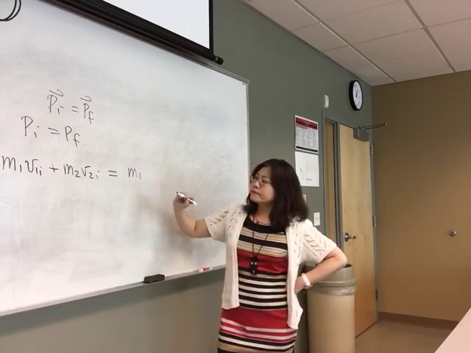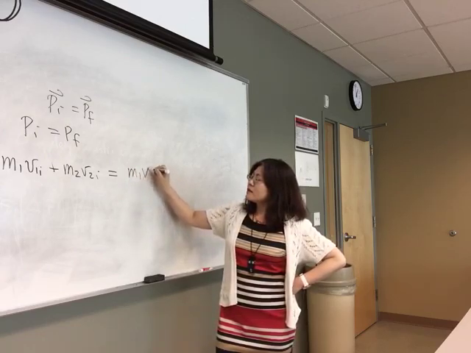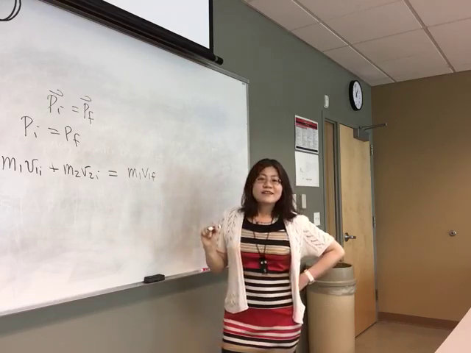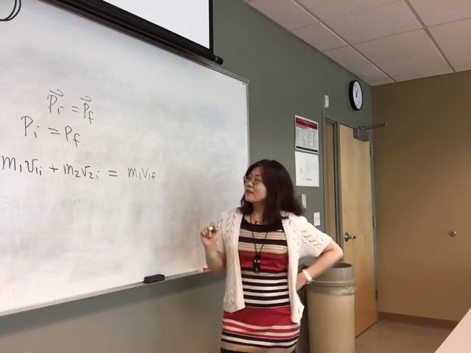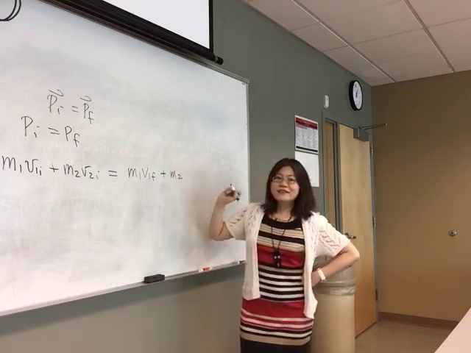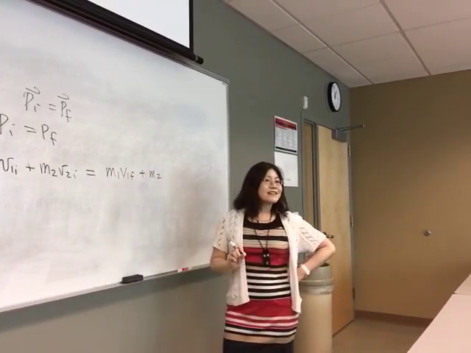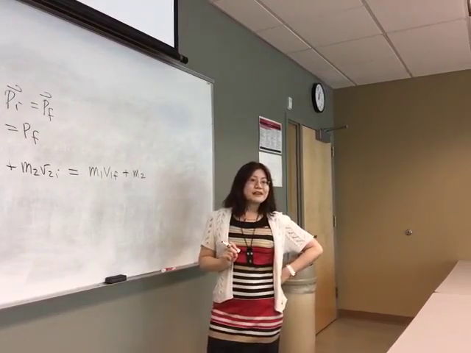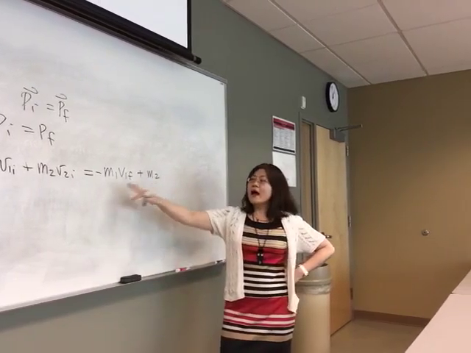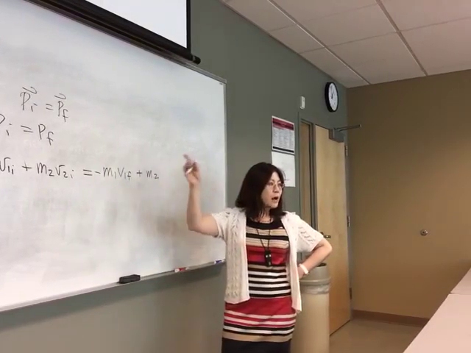N1, V1F, and then, is that right? Plus, is that right? Why is it negative? Exactly. It is leftward. So we have to put a negative sign because it's leftward.